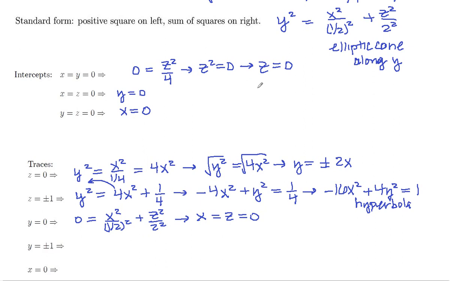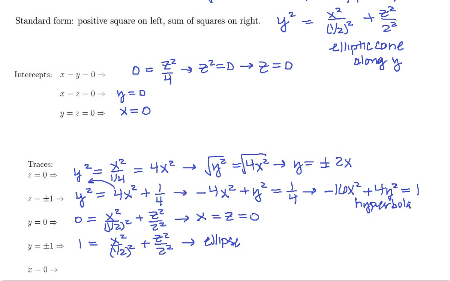Y equal plus or minus 1. So we put plus or minus 1 in here. Squared will be a 1 on the left-hand side. Then you've got x squared over (1/2) squared plus z squared over 2 squared. And all the signs are positive here. That is going to be an ellipse. It'll go plus or minus 1/2 in the x direction, plus or minus 2 in the z direction.